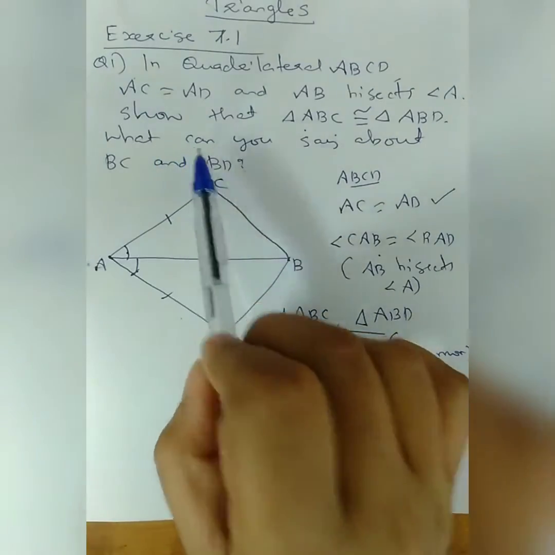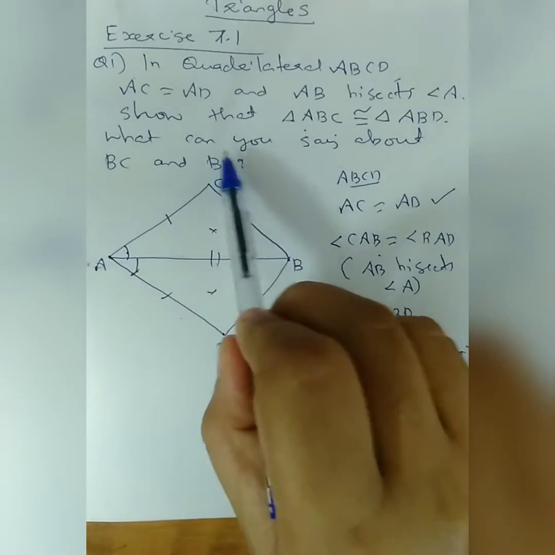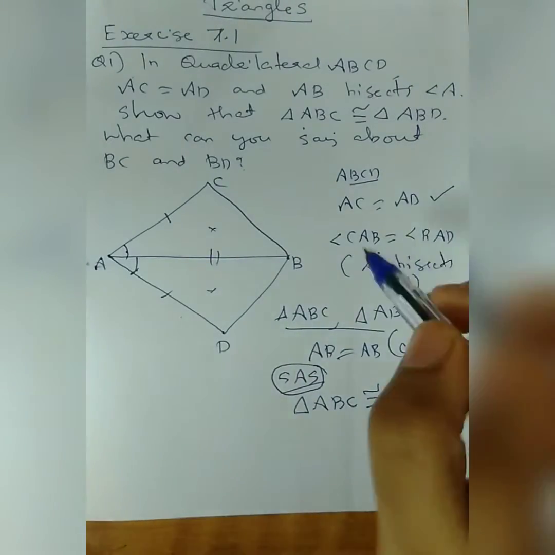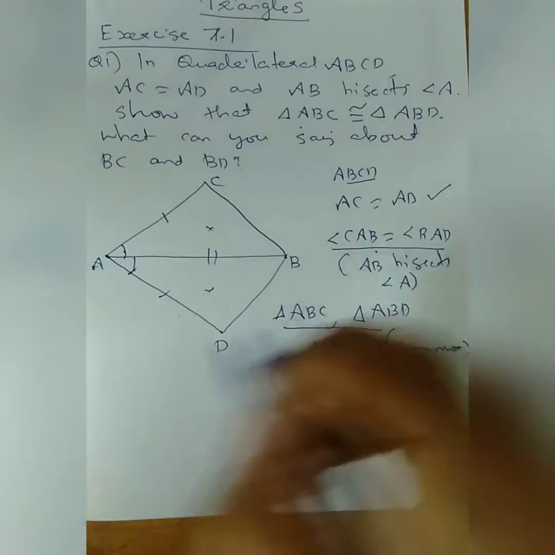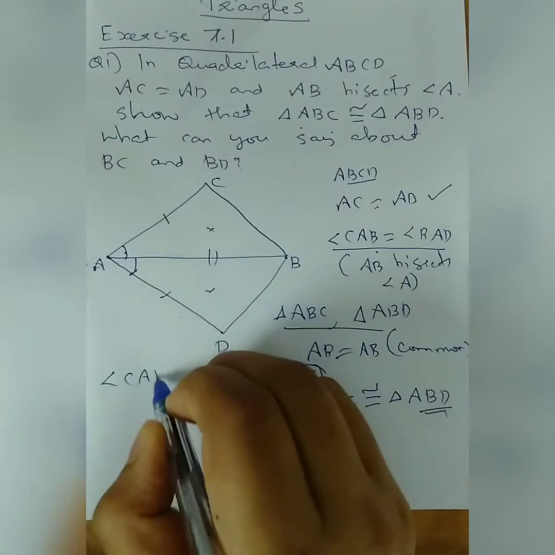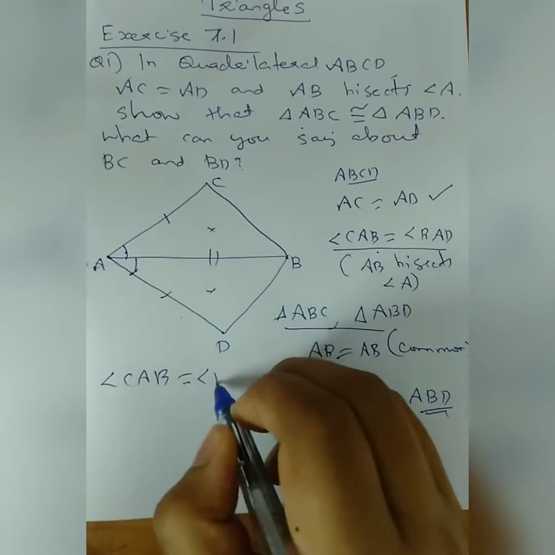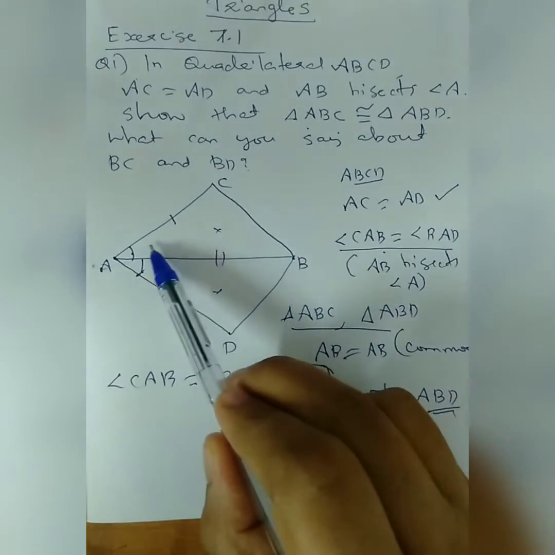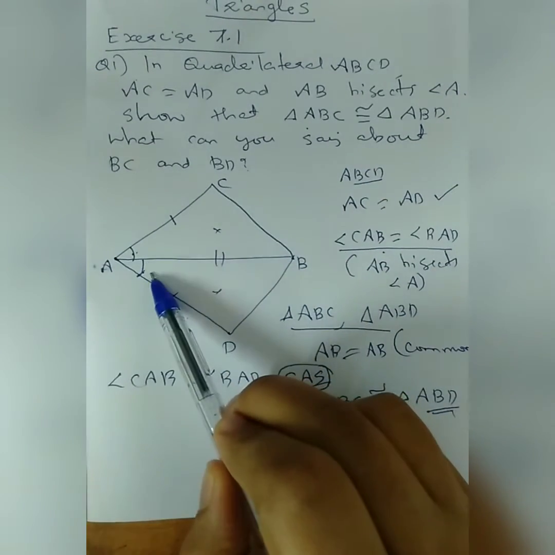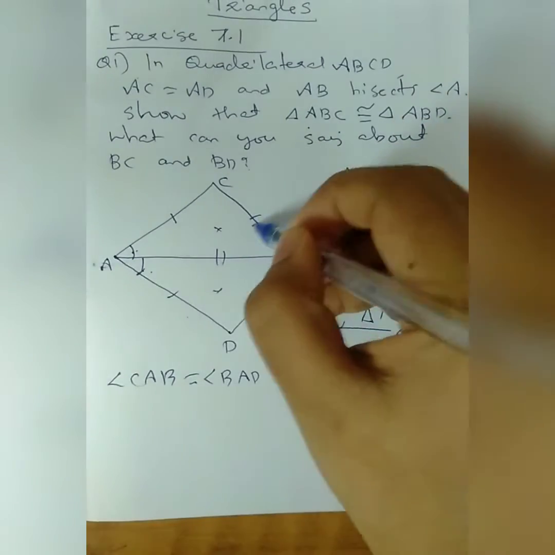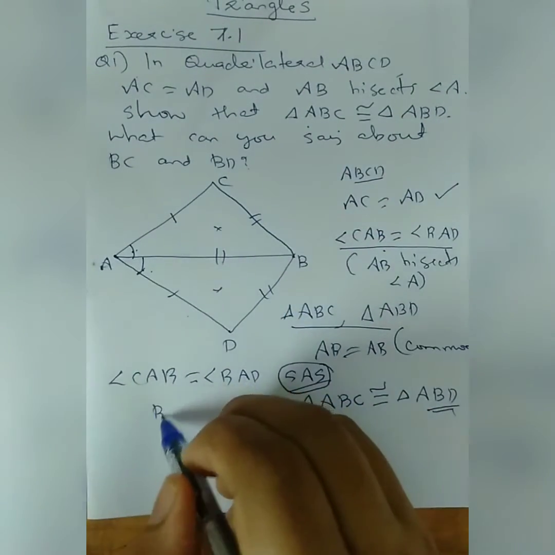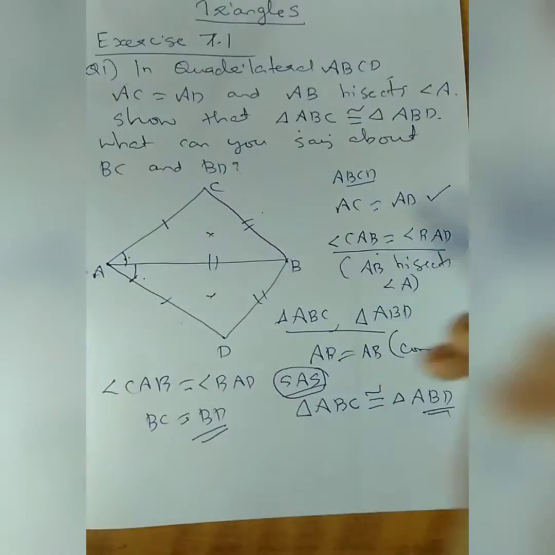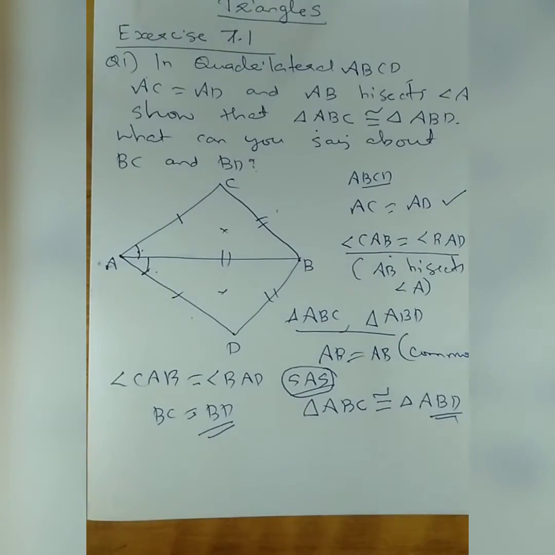The last question is, what can you say about BC and BD? We know that angle CAB is equal to angle BAD. These two angles are equal. Then the sides opposite to equal angles are equal. That is, BC is equal to BD. These two sides are equal.